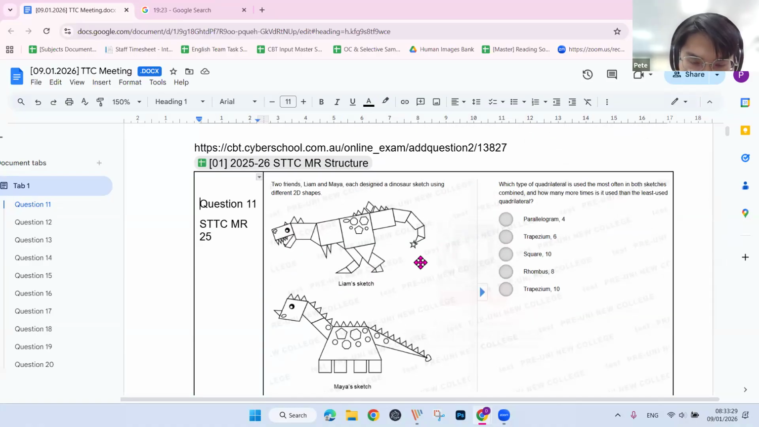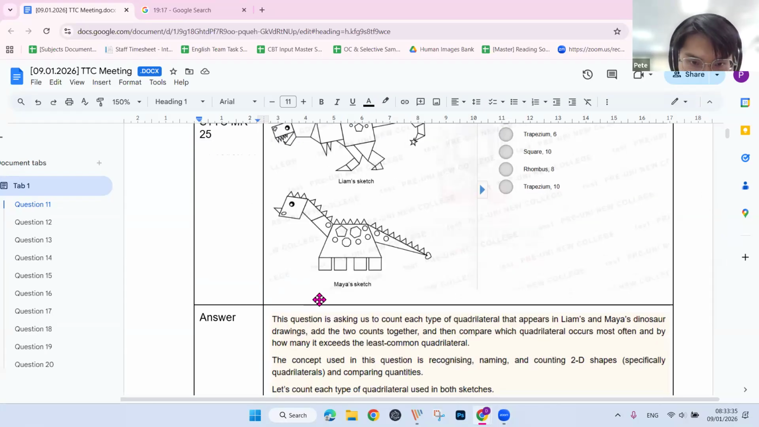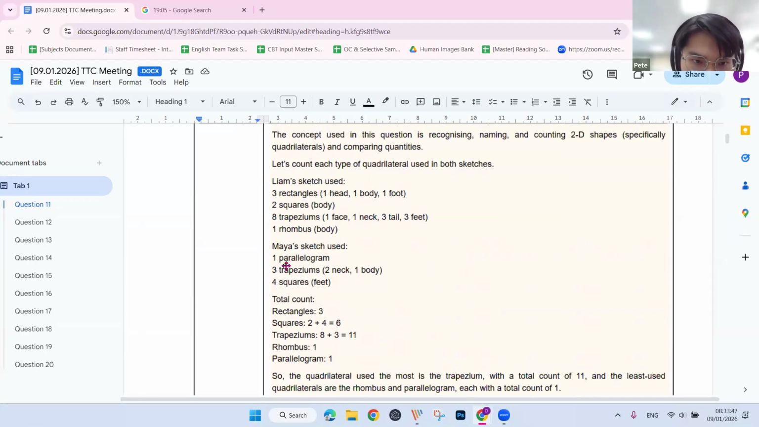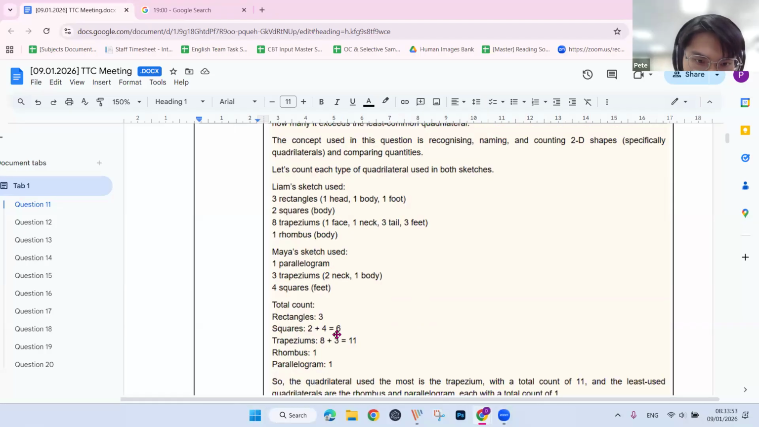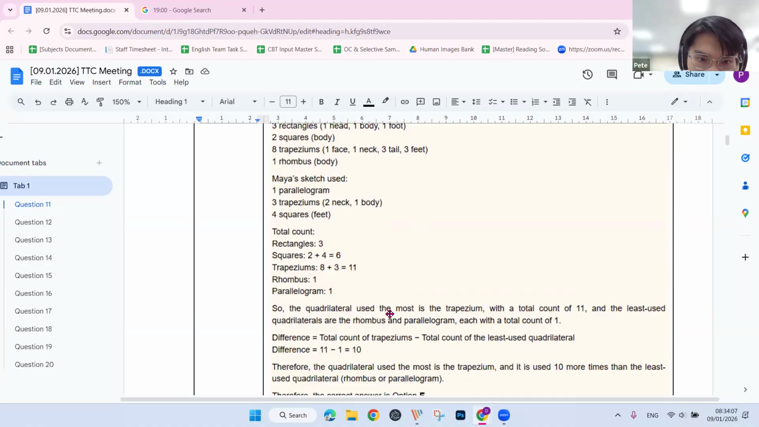For this question, we need to count each shape and compare. For Liam's sketch, we have 3 rectangles, 2 squares, a trapezium, and 1 rhombus. For Maya's sketch, we have 1 parallelogram, 3 trapeziums, and 4 squares. So we have the total count: rectangle is 3, square is 6, trapezium is 11, 1 for rhombus, and also 1 for parallelogram.